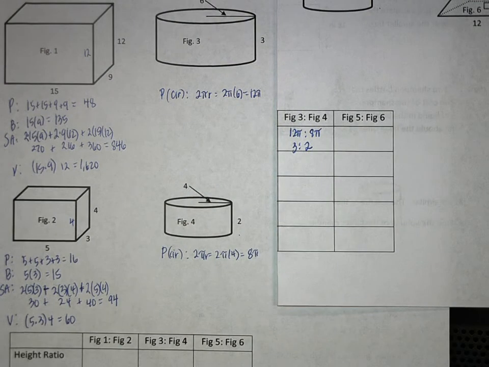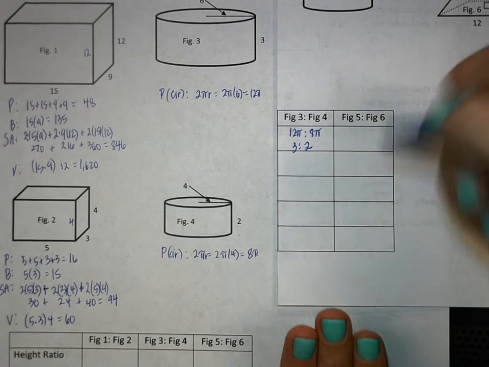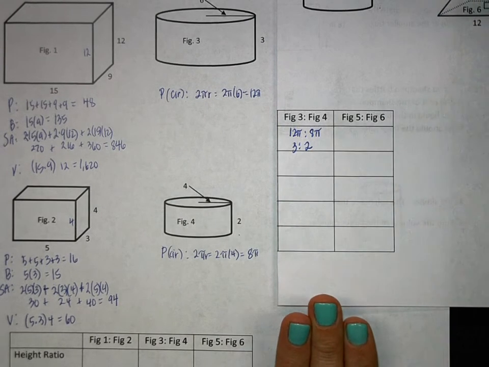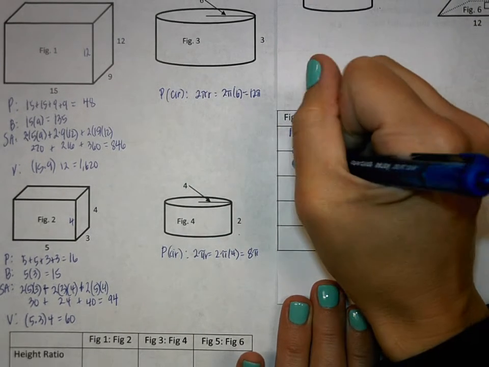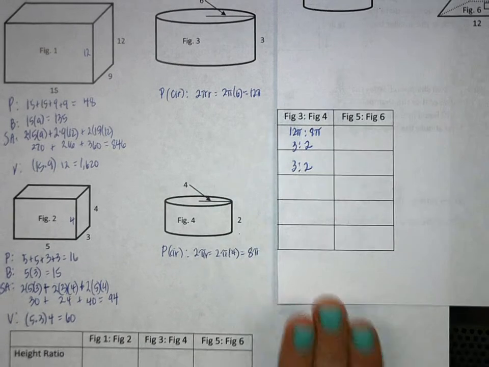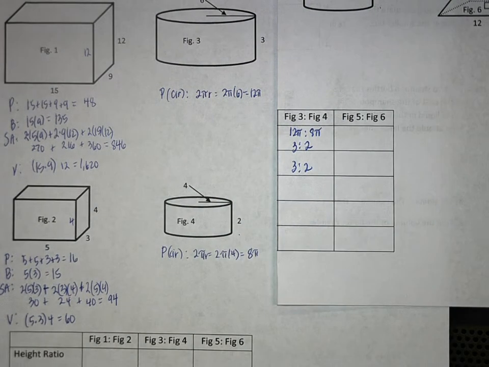Okay, so the next thing we're going to find is the, oh, I didn't do the height. Oops. Okay, it's the same thing. Height is 3 to 2 as well. Do you guys agree? Like looking at your pictures, 3 and 2. Sorry. So, at least they're the same answers, right? Okay.